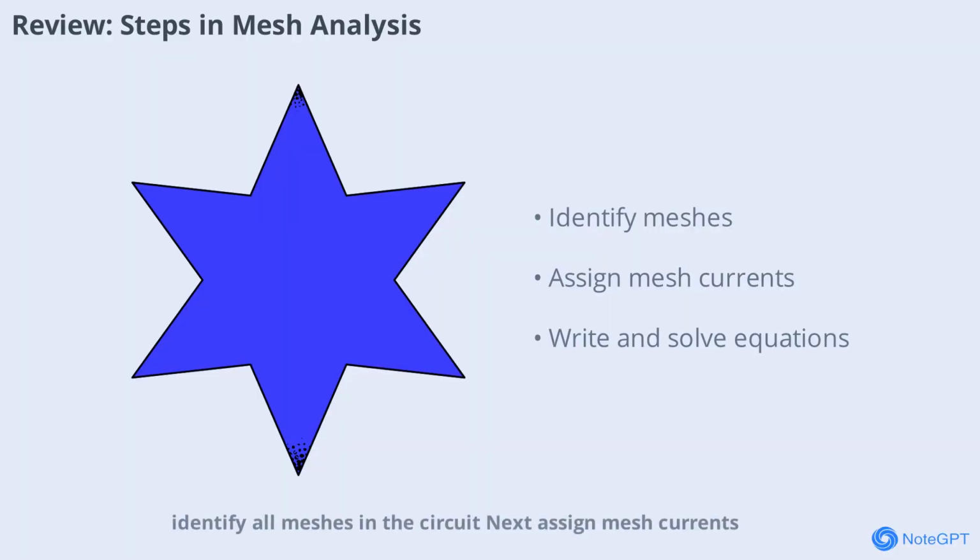Let's review the key steps in mesh analysis. First, identify all meshes in the circuit. Next, assign mesh currents, usually in a clockwise direction. Write KVL equations for each mesh, accounting for shared components and sources. Solve the system of equations for the mesh currents. Finally, interpret your results and apply them to the circuit. With practice, these steps become second nature.